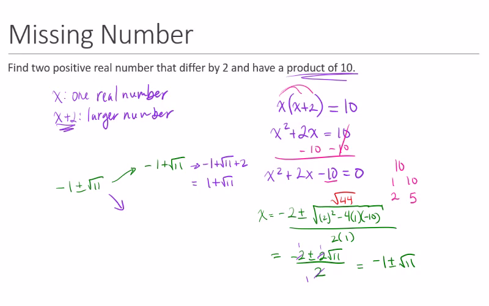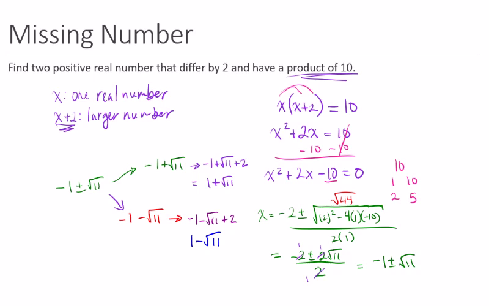If we do it the other way, and let me do a different color, so if we have negative 1 minus root 11, then that's going to be negative 1 minus root 11 plus 2, which turns out to be positive 1 minus root 11. All right, so there are two sets of answers here.